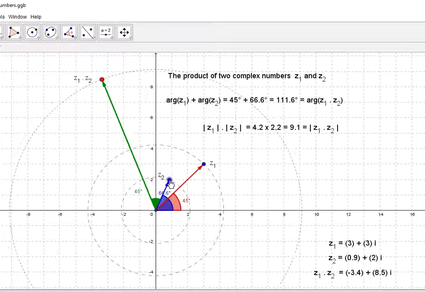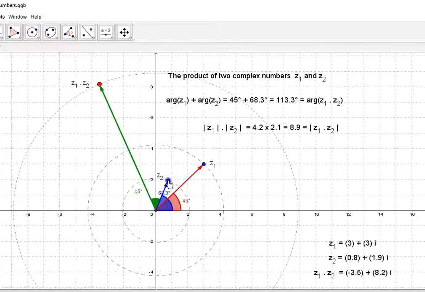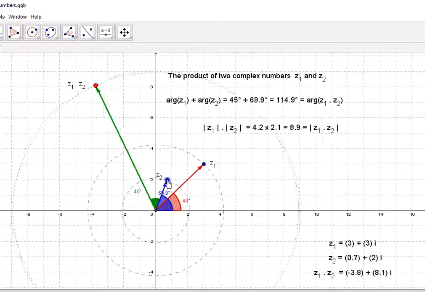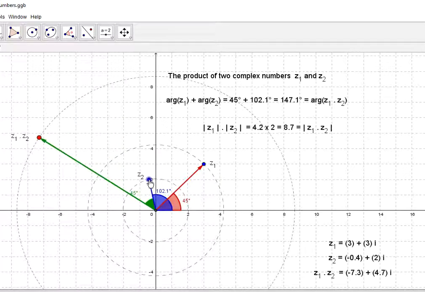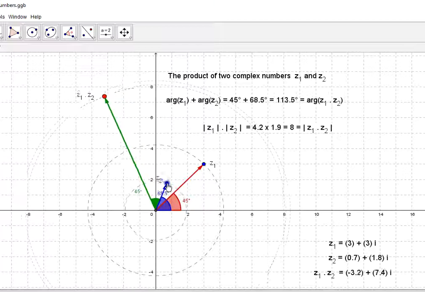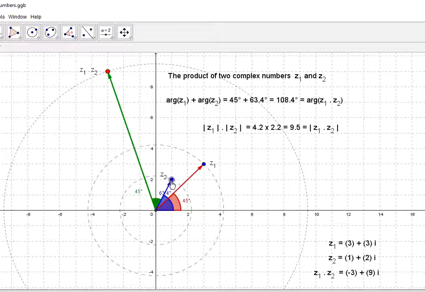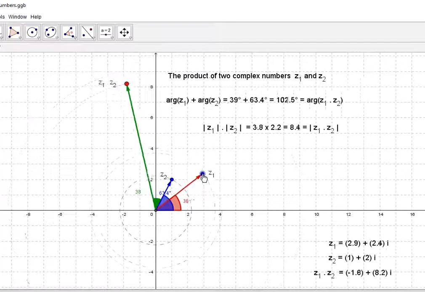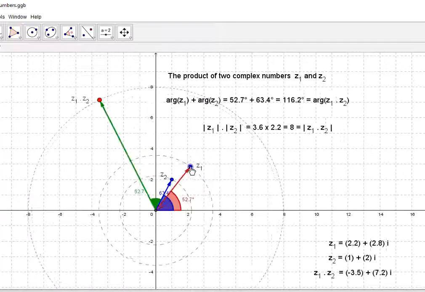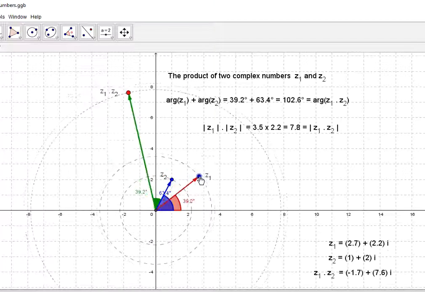If I make it shorter, the length of the answer gets shorter, the modulus of the answer, but perhaps more significantly, if I make its direction bigger, the direction of the answer gets bigger. So the direction of the answer, which is the green one, is the direction of z1 plus the direction of z2. And you'll see the same if I move z1. So the direction of the answer, the argument of the answer, is the argument of z1 plus the argument of z2.